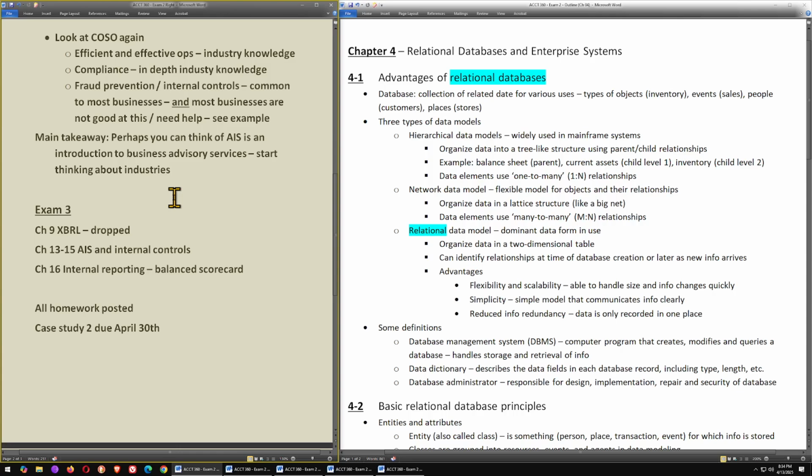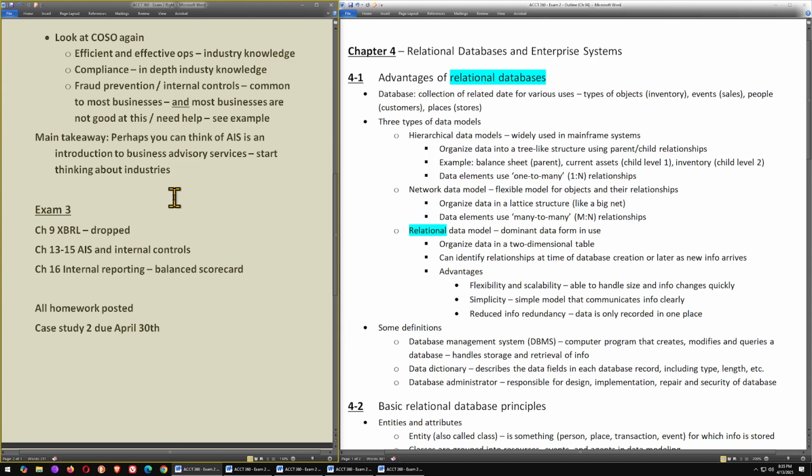For exam 3, let me just do some cleanup of the other things that are going on. Exam 3 is the final exam. I dropped chapter 9 because it was on XBRL, which is Extensible Business Reporting Language. It's the language that the SEC requires companies to submit their 10Ks and their 10Qs in. Well, that was a big deal maybe 10, 15 years ago, the standardization of the digital reporting. That's not such a hot topic now, so I decided to drop that.